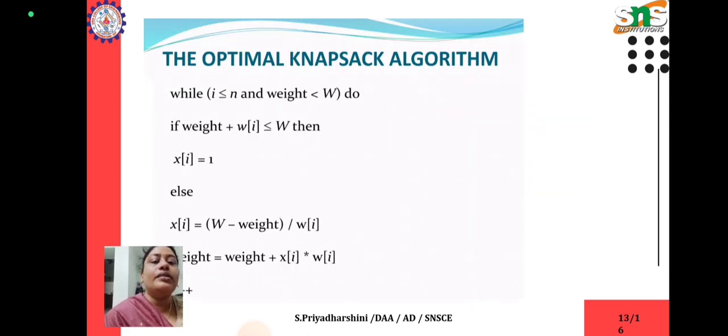Now the algorithm: while i ≤ n and weight < W, we continue. If weight plus W of i is less than or equal to the knapsack capacity, then x of i equals 1, else x of i equals (W minus weight) divided by Wi. Then weight equals weight plus xi times Wi. Iterate again to check whether we have found the optimal knapsack solution.